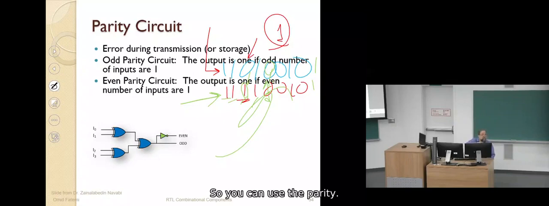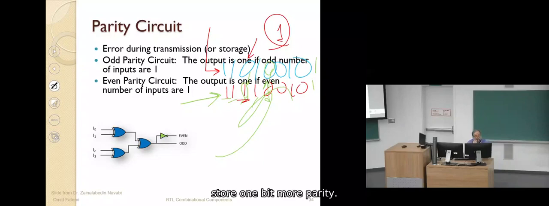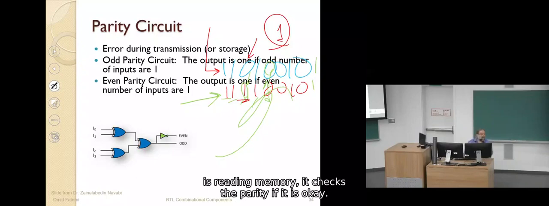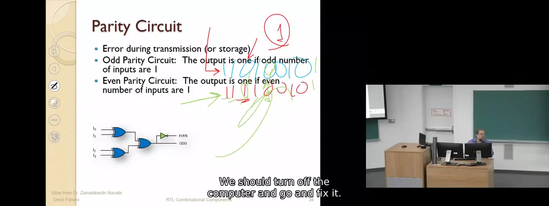For example, in motherboards, in desktop computers and laptop computers, they use parity for RAMs. When you store something in the RAM, in the memory, you add one bit to that and store one more bit with a parity. Then when somebody is reading from memory, it checks the parity. If it is okay, everything is good. If it is not okay, it is very bad. A message comes to your monitor: parity error, turn off your computer, go and check your memory. Because when there is a problem with memory, we cannot do anything, so we should turn off the computer and go and fix it.